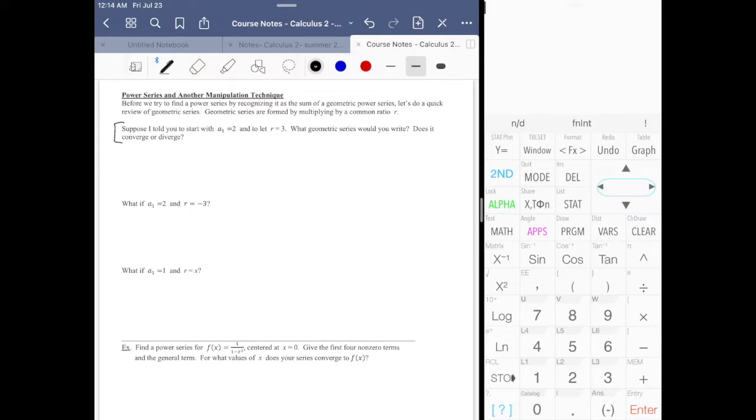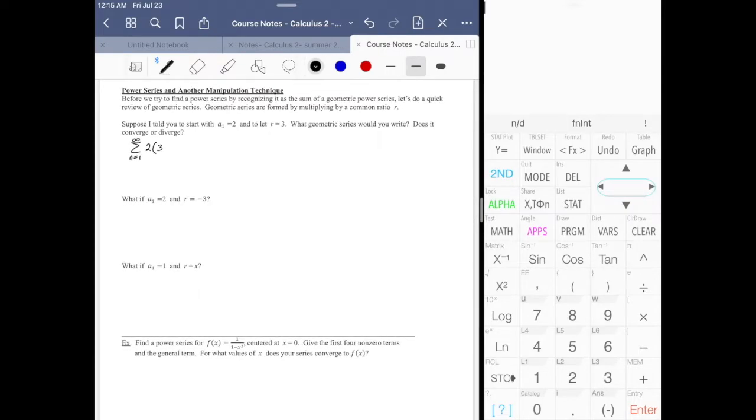All right, so the phrasing of this question is destined to be changed. I think I got it from a website somewhere. But suppose I told you to start with a sub 1 equals 2 and to let r equals 3. What geometric series would you write? Does it converge or diverge? So, I guess that part is pretty standard.